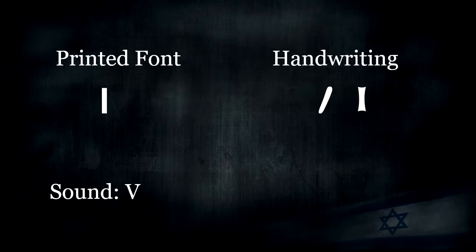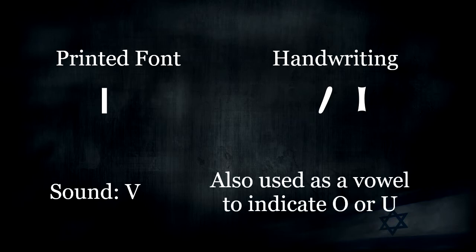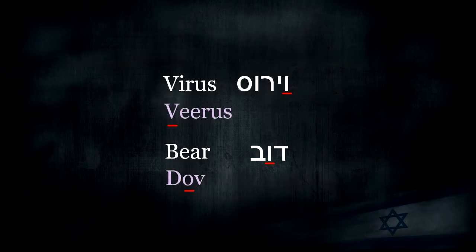Vav. It makes the sound of V. Also used as a vowel to indicate O or U. For example, virus. That means, of course, virus. And dov. That means bear. And here it represents the vowel O.